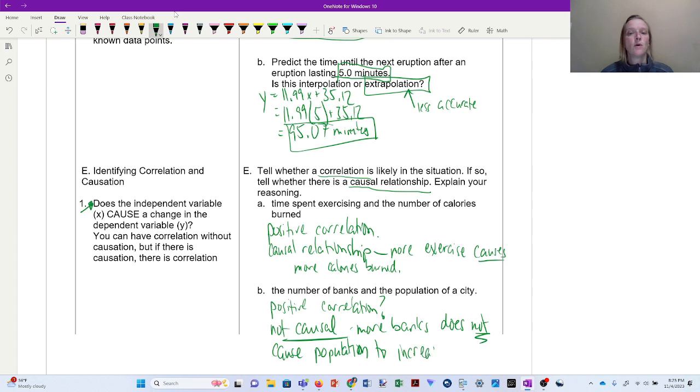So even though there is probably a positive correlation between these two things, it's not a causal relationship. I hope this helped.